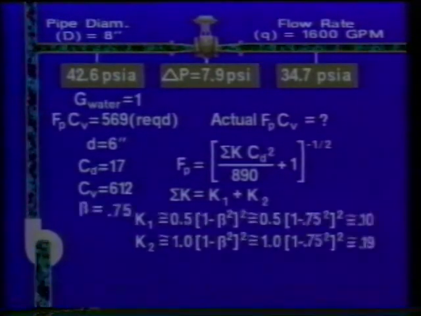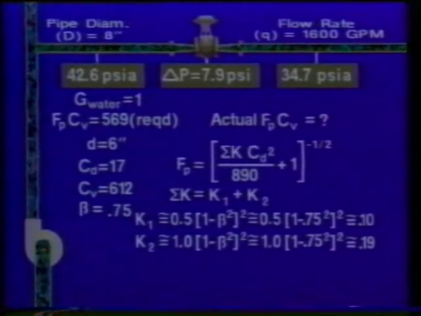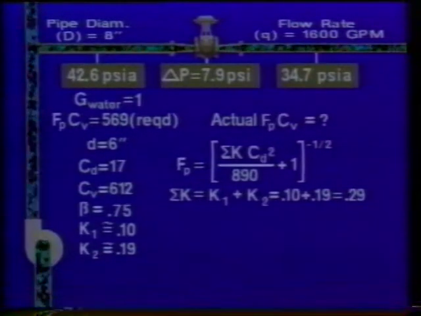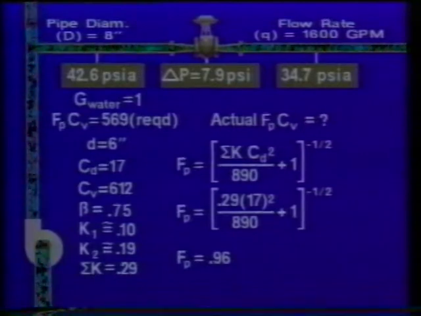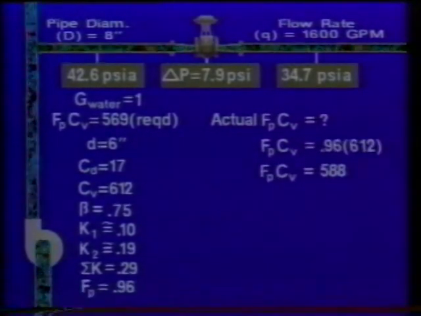Substituting this value in the formulas for K1 and K2, we find they are approximately equal to 0.10 and 0.19 respectively. So sigma K is equal to 0.29. This value can be placed in the equation for F sub P. Working through the math shows that the piping geometry factor for our installation is 0.96. Finding the effective flow coefficient for the installation is now simply a matter of multiplying the two factors.